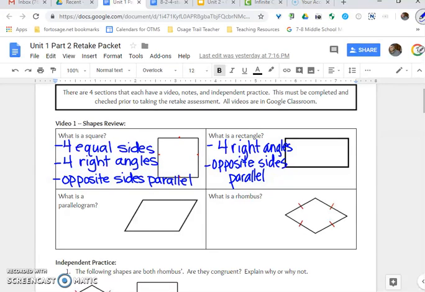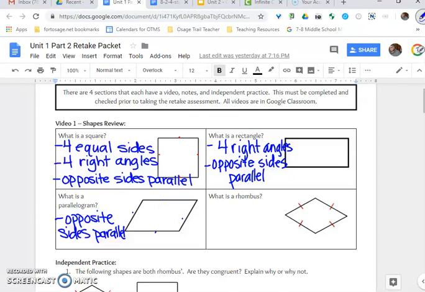Okay, what's a parallelogram? And there is a picture there. What makes it a parallelogram? Well, the only thing that a parallelogram has to have is it has to have opposite sides parallel. Which means the top and the bottom are parallel, and the left and the right are parallel. Which means, does that mean a square is a parallelogram? Yeah, because the opposite sides are parallel. Is a rectangle a parallelogram? Yep, because opposite sides are parallel.